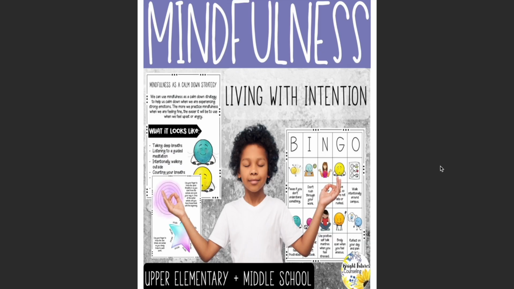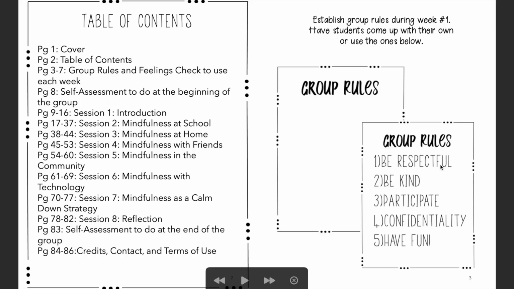So let's take a look at the mindfulness small group. This group is designed for upper elementary and middle school students. It starts with the table of contents. Because this is a really content-heavy group, it's over 80 pages, I have this table of contents that you can refer to so you can jump ahead to whichever area you need.